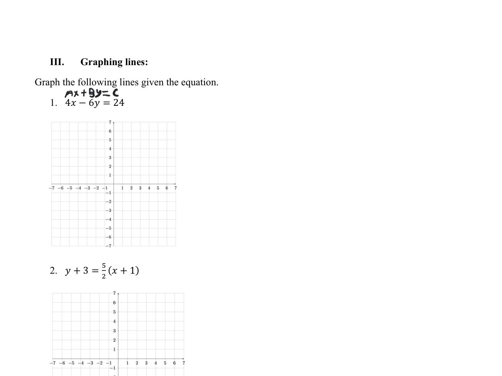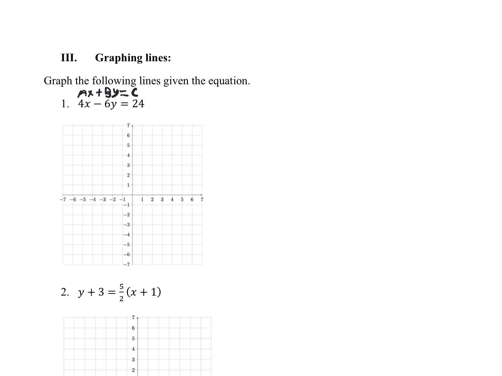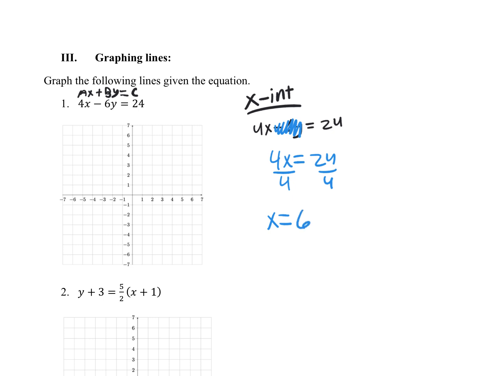So I'm going to go ahead and try to find my intercepts. I'm going to start with my x-intercepts. For your x-intercepts, remember, if your equation is 4x minus 6y equals 24, what I had taught you guys, cover whatever you're not looking for. You're not looking for y, so cover the y. We get 4x equals 24, divide both sides by 4, and we get x equals positive 6.